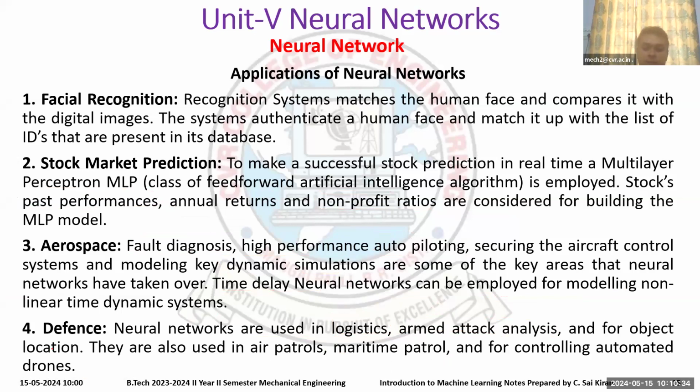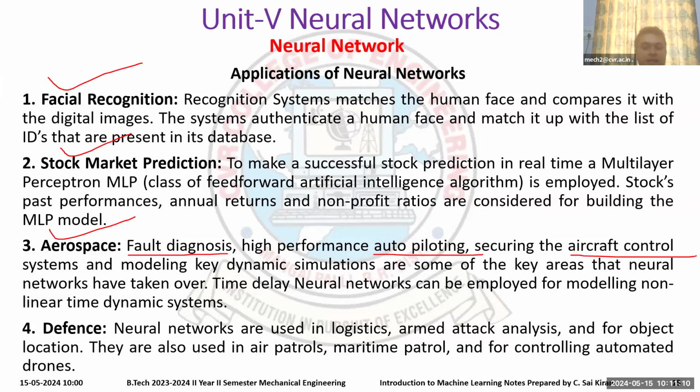So neural network is the most important for any of these things. Just like we are creating a human brain to recognize anything. If you want to recognize your friends, you need facial recognition. That can be done by neural network. If you want to predict whether the price will go above, go below, how much price or how much stock you have to keep, all these things you can predict. In aerospace, if there is any fault diagnosis or any autopiloting, even if the pilot is not there, how it has to go.